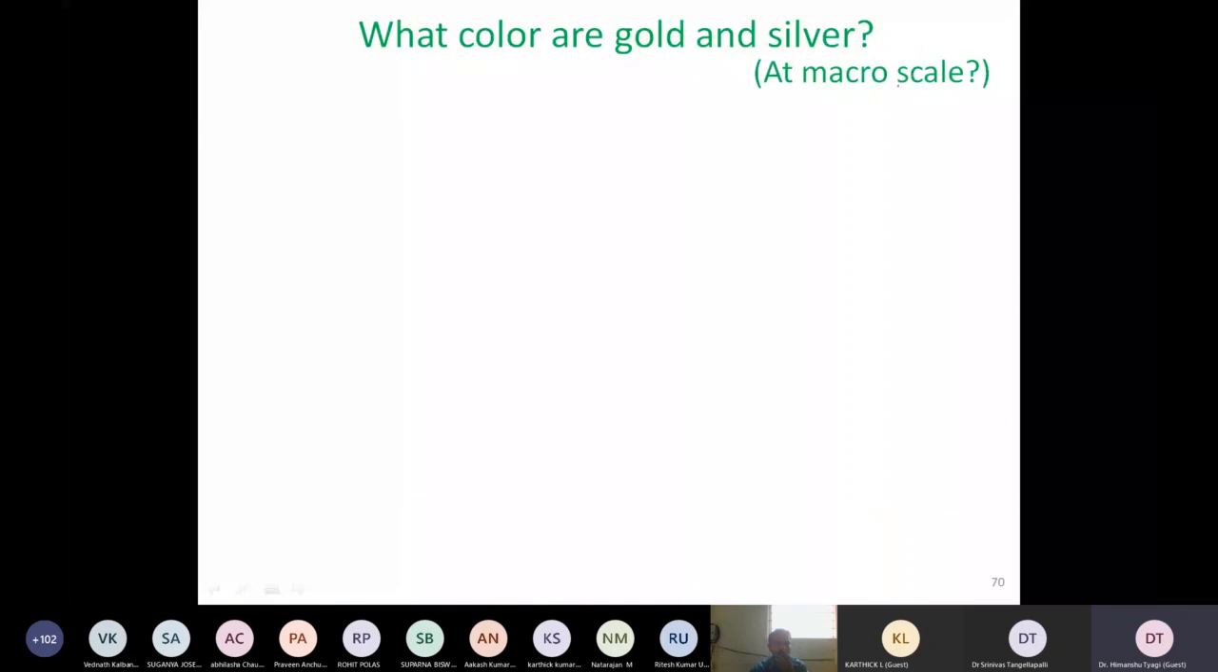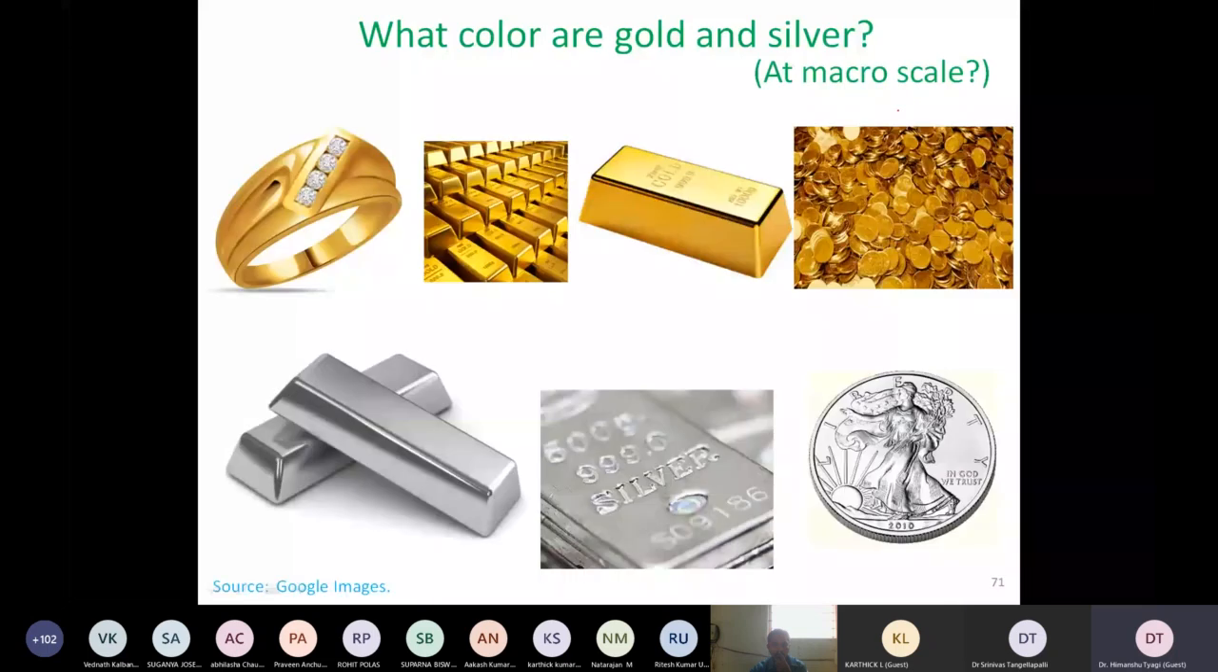We are talking about the color of these stained glass windows, so let us look at some very common objects like gold and silver. Somebody asks, what is the color of gold and silver at the macro scale, the scale at which we see them, maybe in a ring or a small gold coin? We know the color very conveniently: gold has a yellowish color, or some people call it golden color, and silver is highly reflective, a whitish kind of color, also known as silver paint.